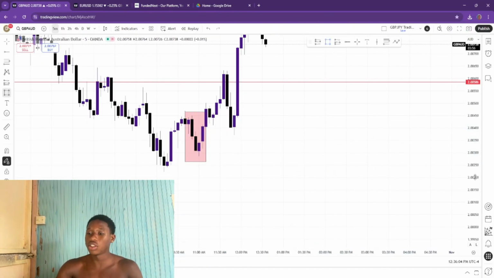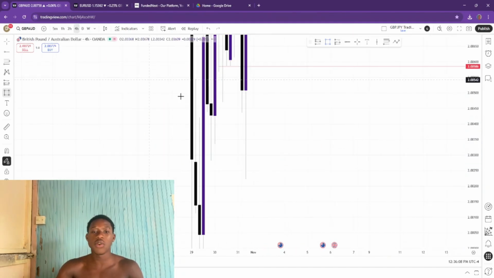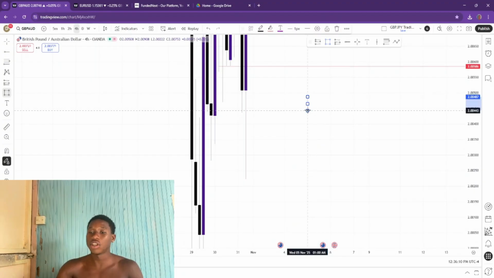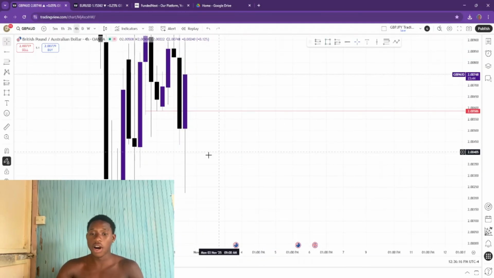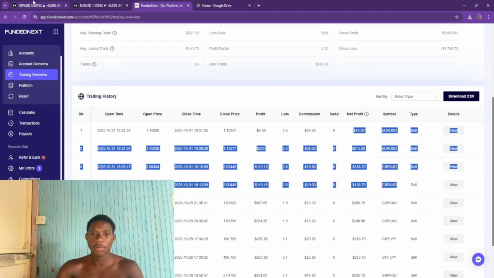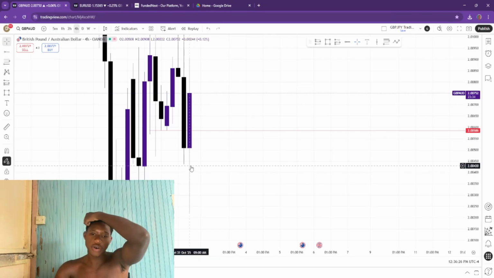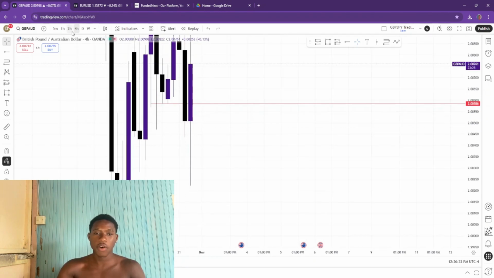That trade was on GBP AUD. Before I even take a trade, I go on the higher time frame, which is the 4 hour. When I went in the 4 hour, was it GBP AUD? Yeah, GBP AUD. So the 4 hour was in a downtrend. It was below that 4 hour low. You're not going to see it right now because price is going up, but the 4 hour was in a downtrend.